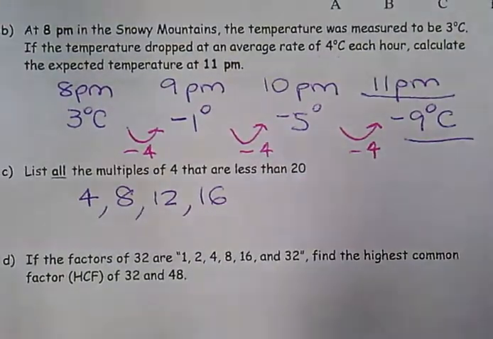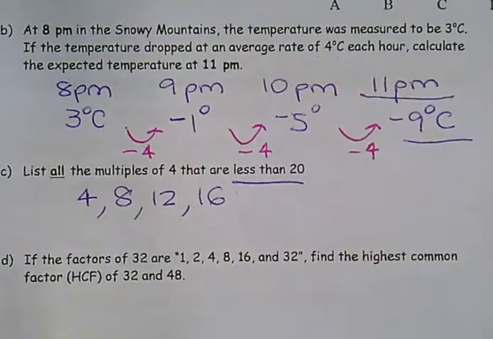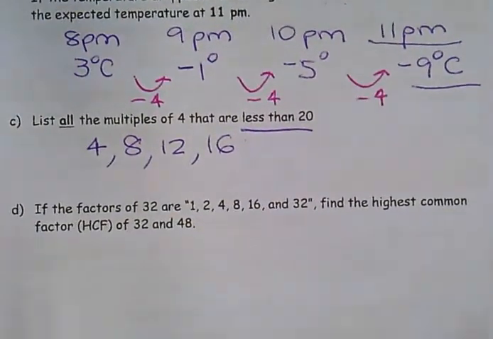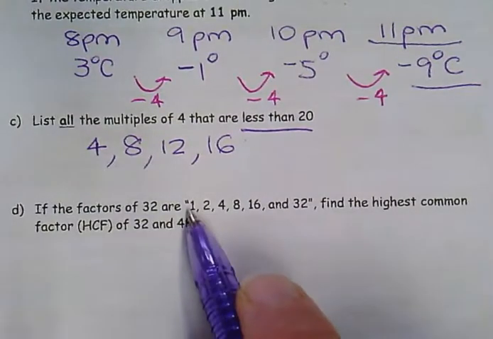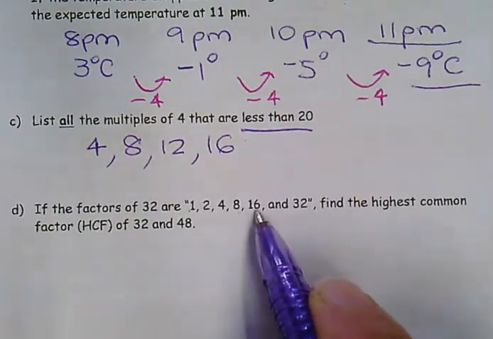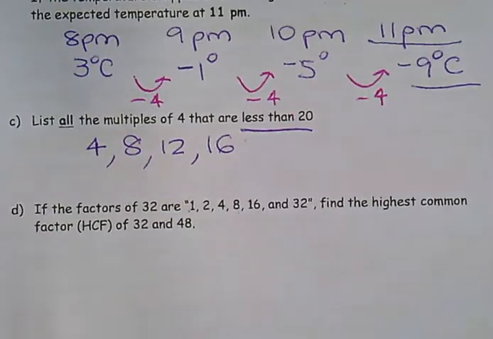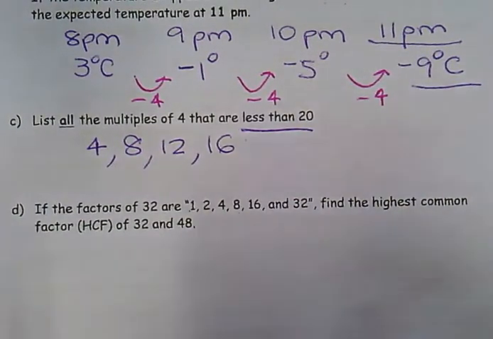We cannot include 20 because we want the multiples of 4 that are less than 20. And question D. If the factors of 32 are 1, 2, 4, 8, 16 and 32, the next question is to find the highest common factor of 32 and 48.